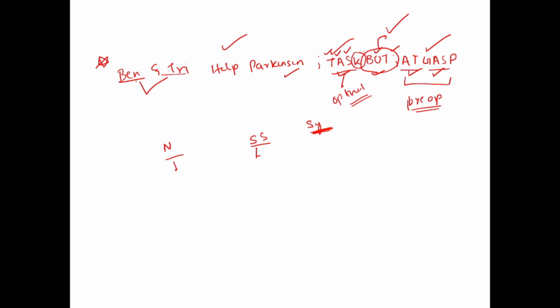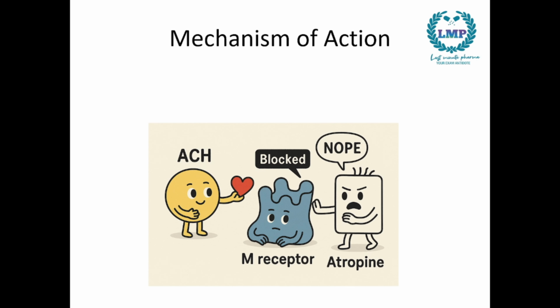Okay, so let's try to understand the mechanism of action. It's very simple. Acetylcholine tries to go and bind to the M2 receptor, or muscarinic receptor. But the best friend of your M receptor, atropine, is not going to allow acetylcholine to bind with the M receptor. This is what happens.